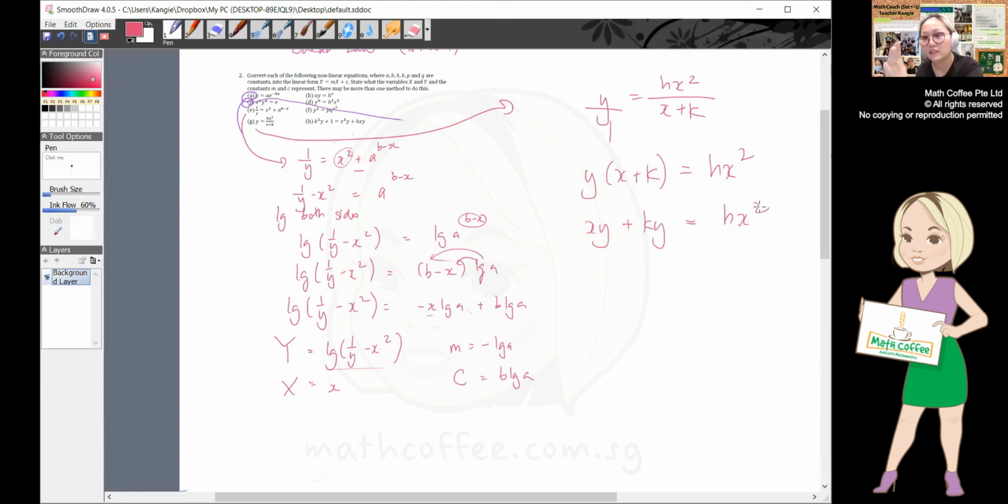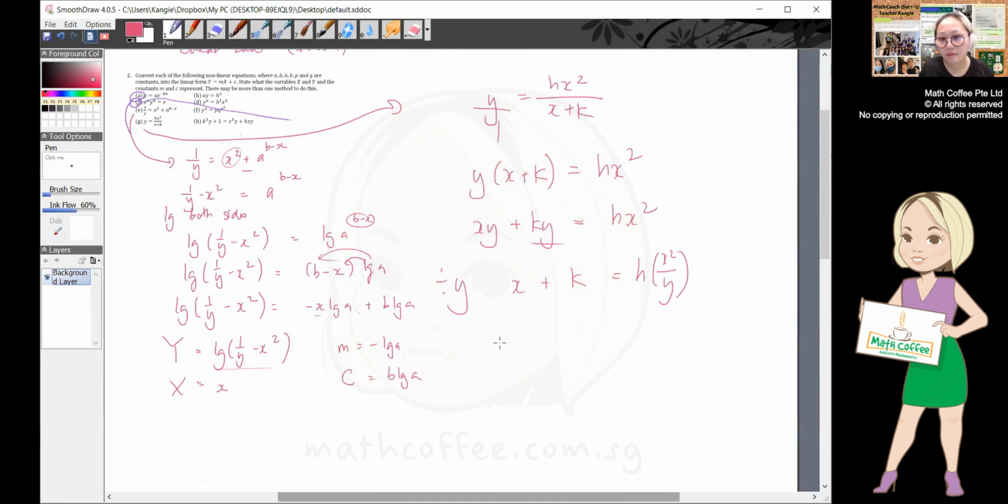Then you take a look, see which one is easier to change into a constant. This one, ky, because by dividing y throughout, I can make it become k already, right? So I'm going to divide by y throughout. So in the end, I get x plus k equals to x squared over y. So shift a bit, I will get x squared over y. This one is my gradient. So I will put it this way: x equals to h times x squared over y minus k.